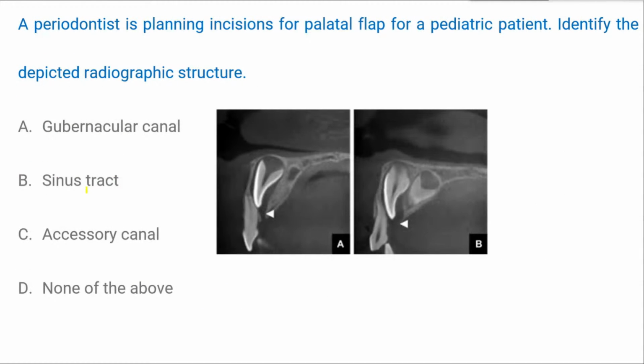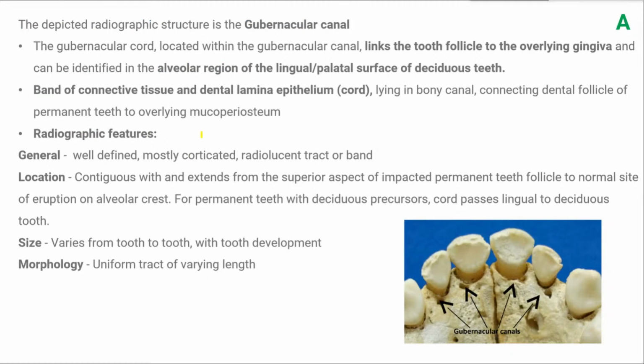A periodontist is planning for incisions in the palatal flap for a pediatric patient. Identify the radiographic structure. Okay, this may not be the actual picture, but this picture depicts the gubernacular canal. So this is about the gubernacular canal and the cord.